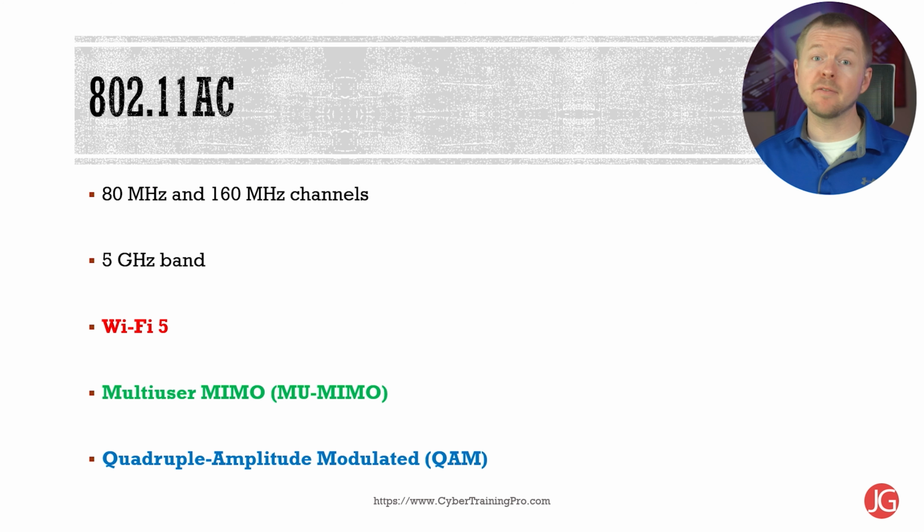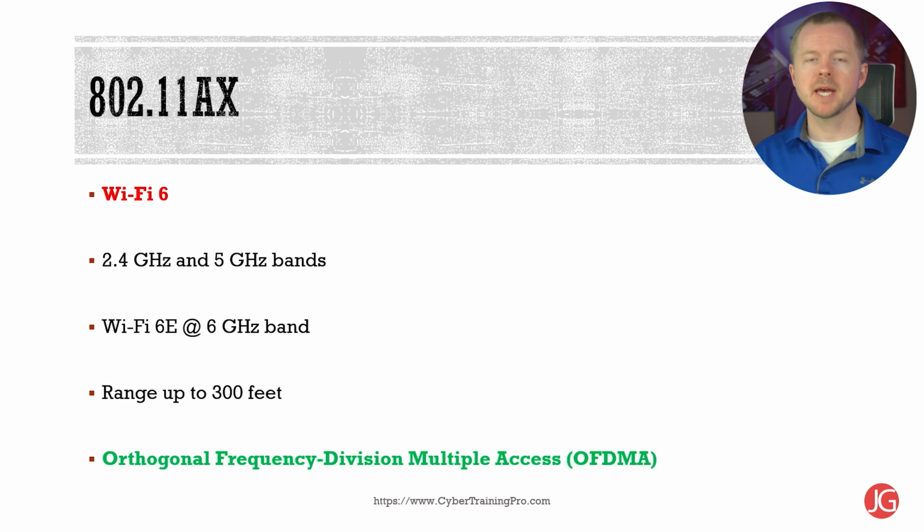This standard uses a version of OFDM called quadrature amplitude modulation, or QAM, as a transmitting method. 802.11ac incorporates even more streams than 802.11n by allowing for 80 MHz and 160 MHz channels and higher speeds. 802.11ac only uses the 5 GHz band, and it's sometimes called Wi-Fi 5. This standard also includes multi-user MIMO, which gives a wireless access point the capability to transmit to multiple users simultaneously. The standard also uses a version of OFDM called quadrature amplitude modulation, QAM, as a transmitting method.